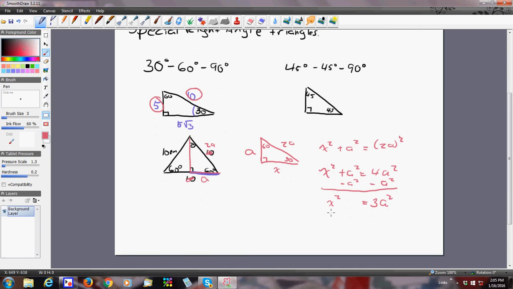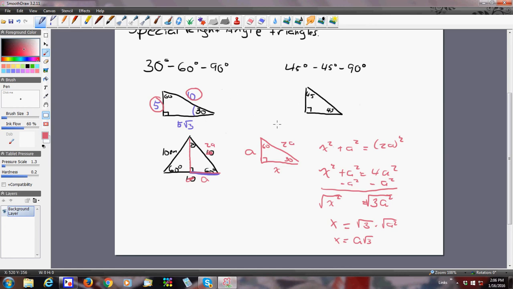Alright, now I'm going to take the square root of both sides, and when you do that, take a look at this. This is fantastic. I get the square root of 3 times the square root of A squared. I don't know the square root of 3, but I do know the square root of A squared, and that's just A, so I get A radical 3.